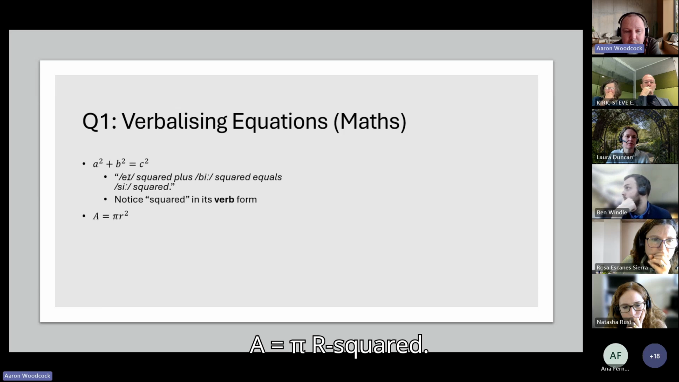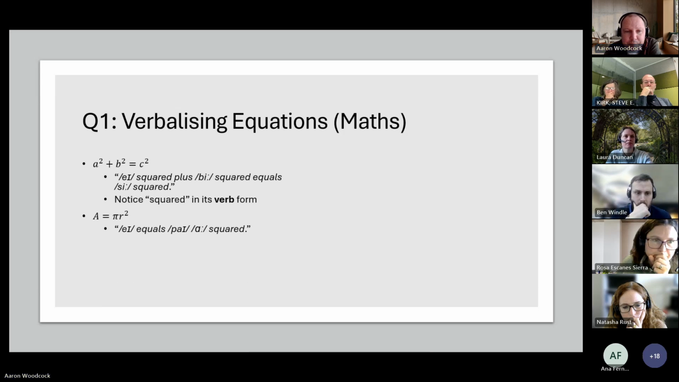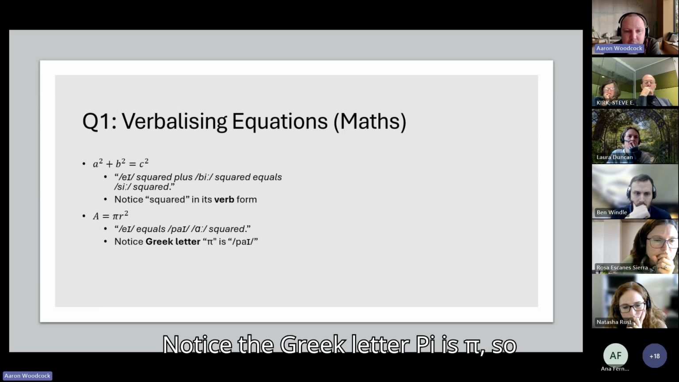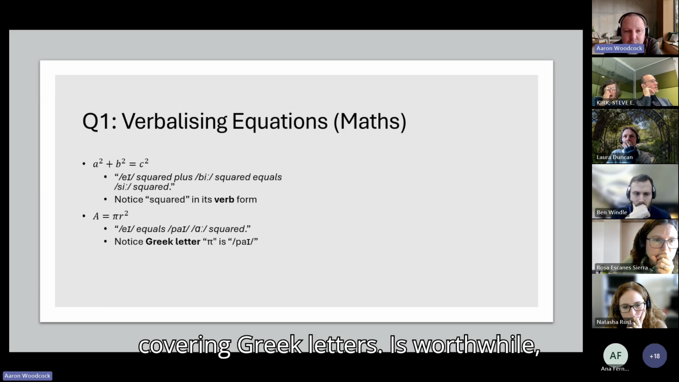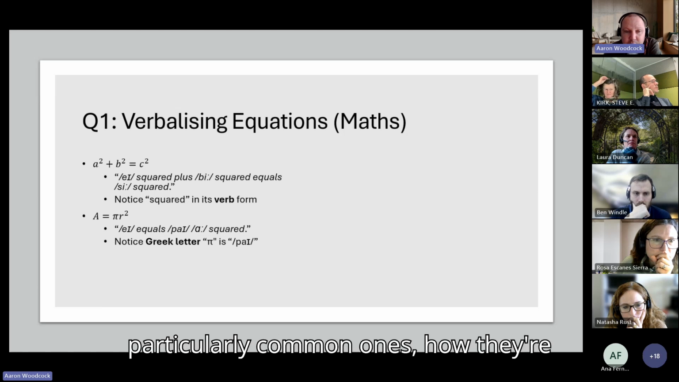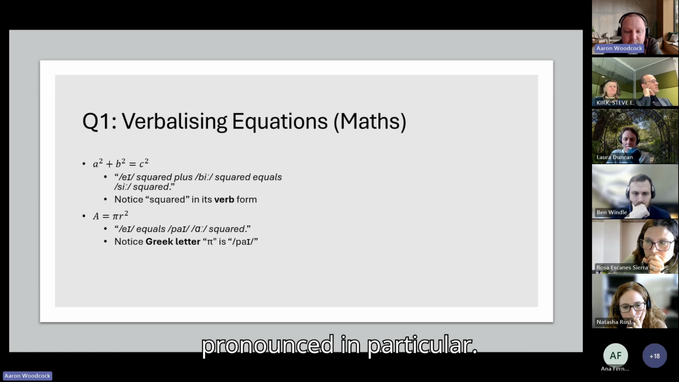A equals pi r squared. Notice the Greek letter pi is pi, so covering Greek letters is worthwhile, particularly the really common ones, how they're pronounced in particular.